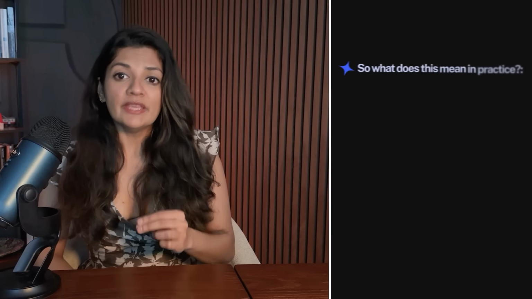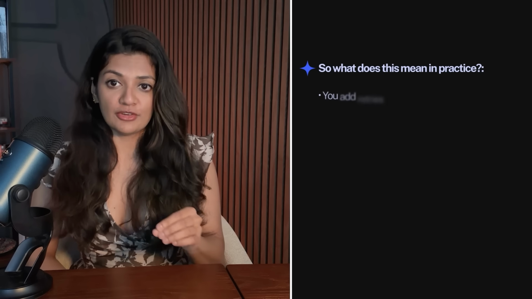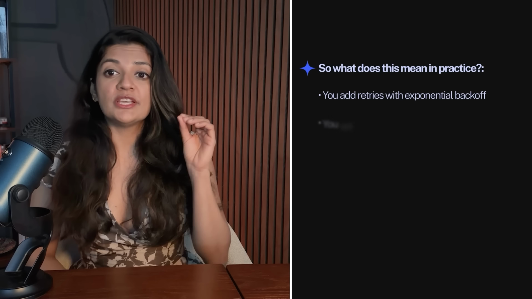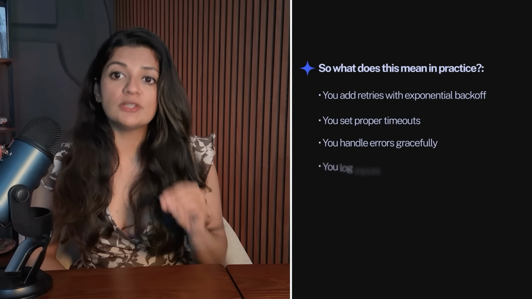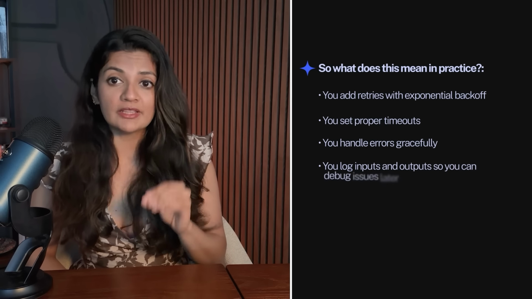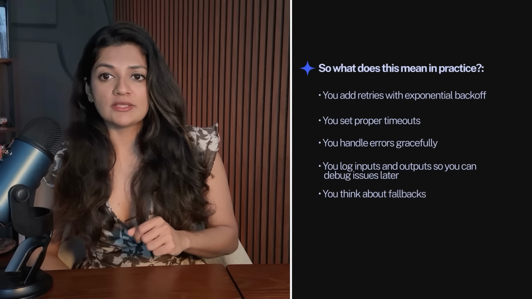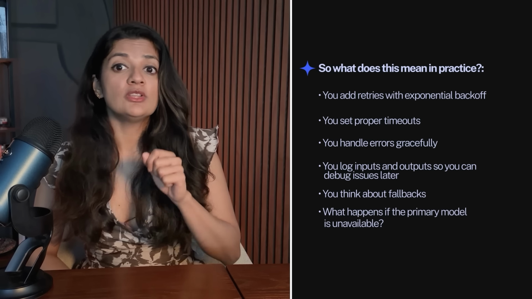So what does this mean in practice? You add retries with exponential backoff. You set proper timeouts. You handle errors gracefully. You log inputs and outputs so you can debug them later. You think about fallbacks, like what happens if the primary model is not available.